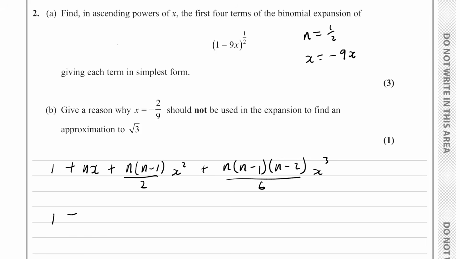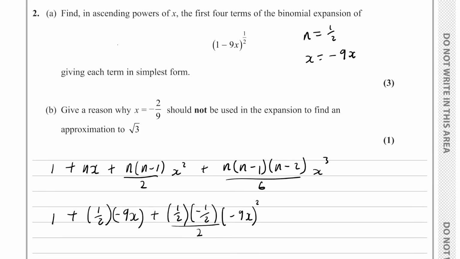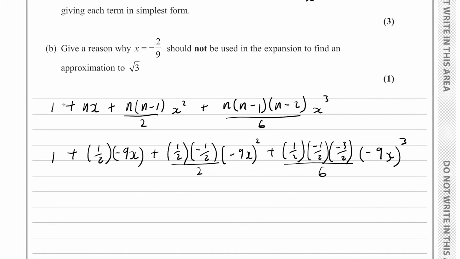So we're going to get 1 plus a half times negative 9x plus a half times (n minus 1). So that'd be minus a half over 2 times (minus 9x) squared plus n times (n minus 1) times (n minus 2), which will now be minus 1.5, over 6 x cubed. So that's the expansion. Now it's just a case of simplifying, and we can use the calculator.